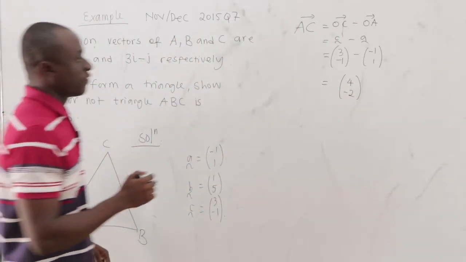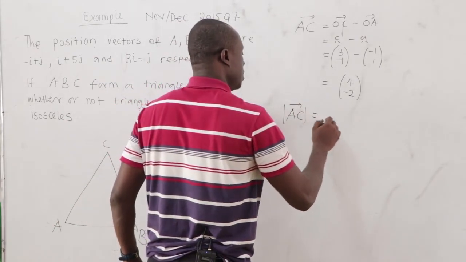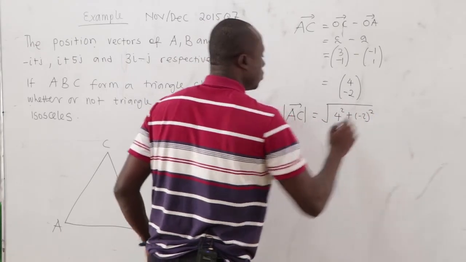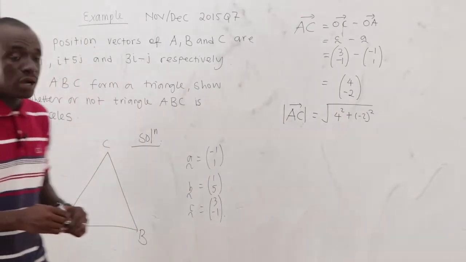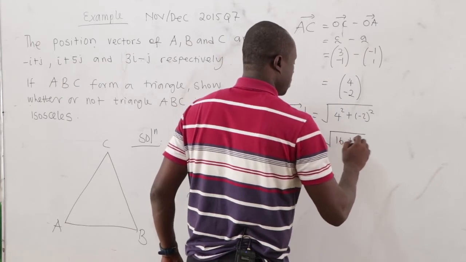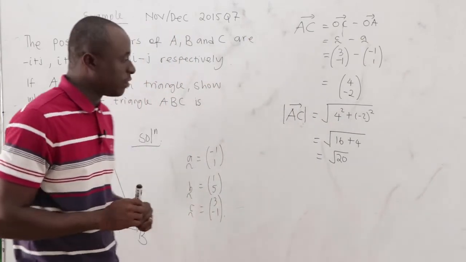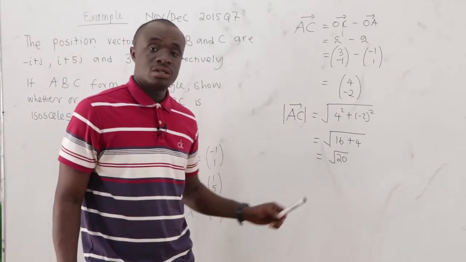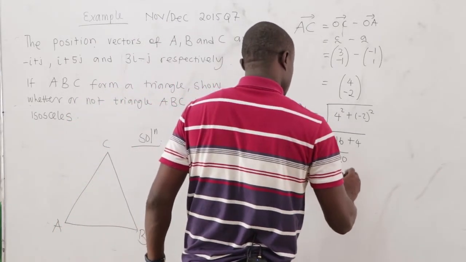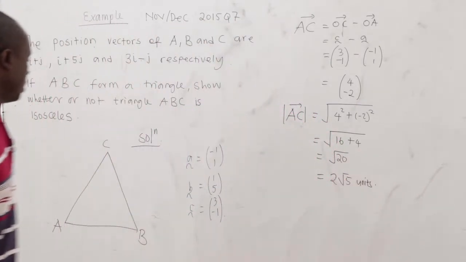Now, we have to find the magnitude of AC. So magnitude of AC, that is square root of 4 squared plus negative 2 squared. Now, what is 4 squared? That is 16. So this is the same as 16 plus 4, which is the square root of 20. From my idea of surds, this is the same as root of 4 times 5, and this will be the same as 2 root 5 units. So that is our AC.